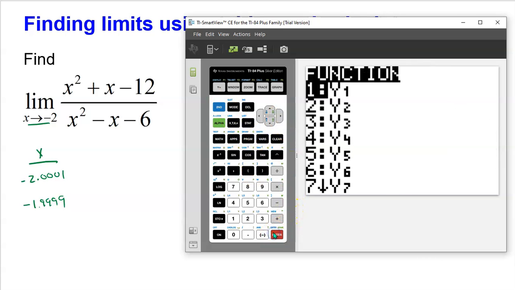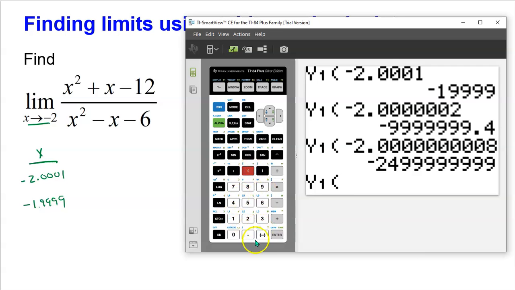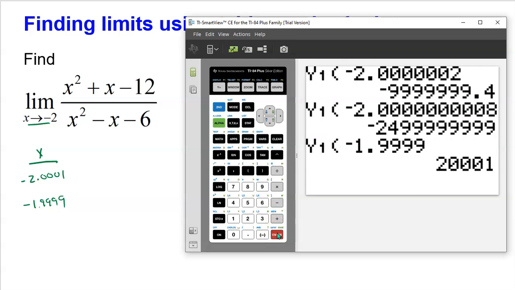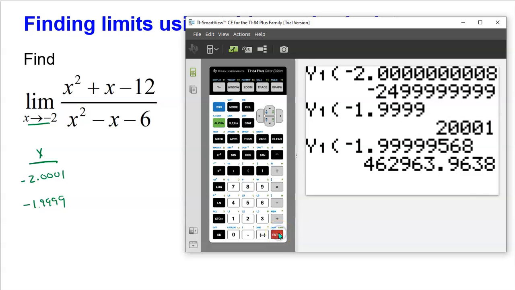So go and grab my Y vars, Y1, and this time let's do negative 1.9999. And whoa, okay, now it's kind of opposite. I'm really high. Before it was a really, really low negative. Now I'm at 20,000. So again, I'm going to do second enter, and maybe I try to get even closer. 99568. Again, I'm just choosing random numbers to show that it doesn't matter. Just get really, really close. Holy cow, 462,000.